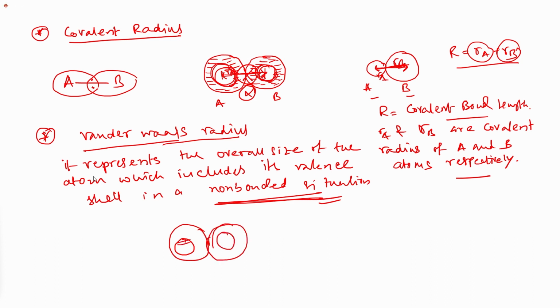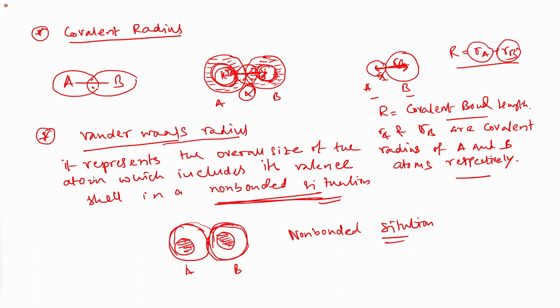Okay, so this is the core, the nuclei, and this is the valence shell. This is the valence shell of the A atom, and this is the valence shell of the B atom. These are attached to each other, but the nuclei are not attached. That's why it is called a non-bonded situation, where these two nuclei are not attached.